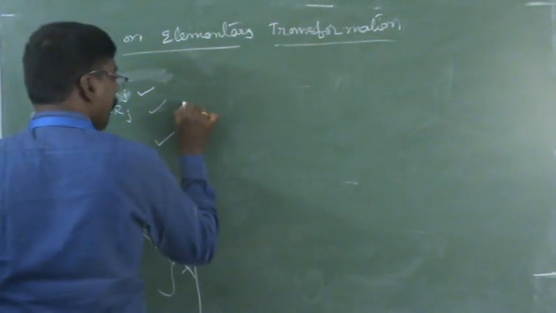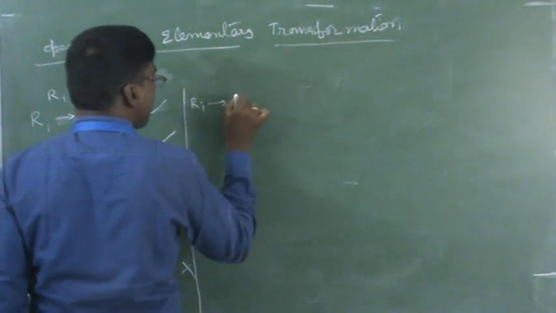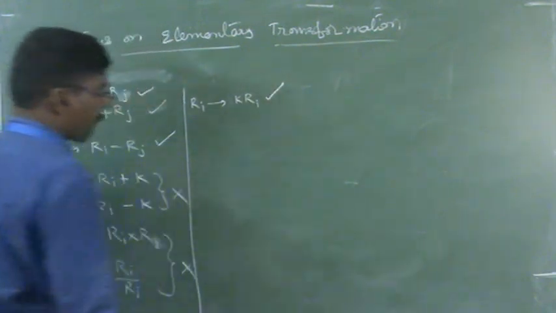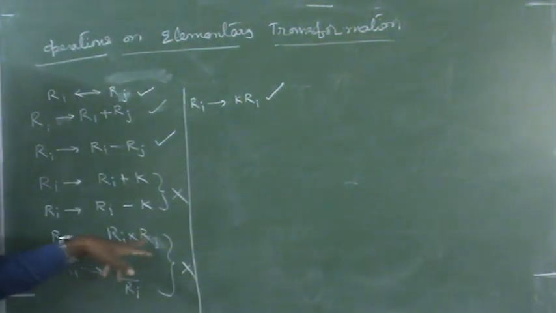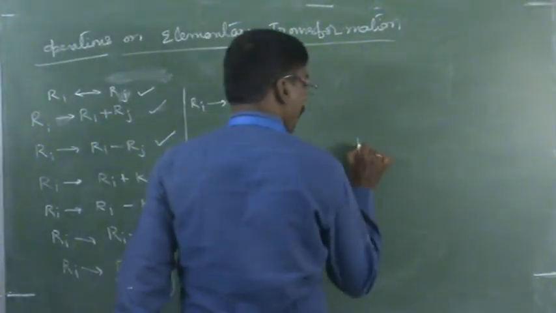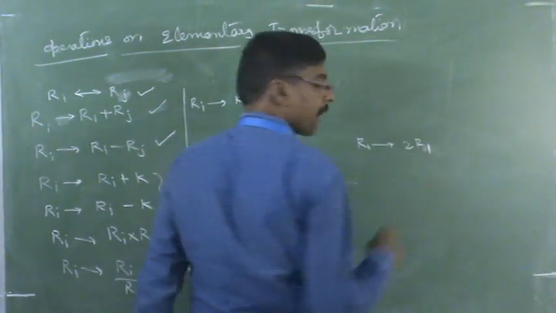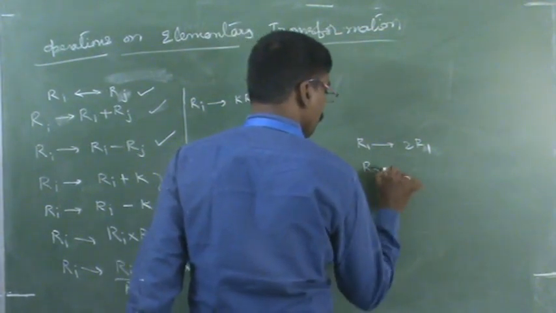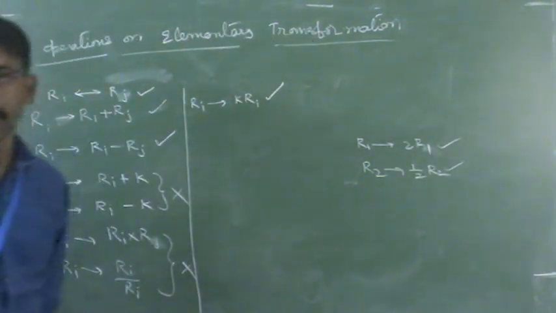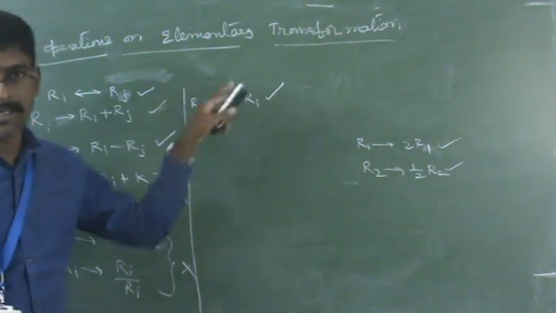Then Ri tends to some constant into Ri, existence. Very important, see here. Two rows multiplication is not existence. But some constant into multiplication, that is nothing but R1 tends to 2 into R1. Then R2 tends to 1 by 2 into R2. These are all existence in the case of elementary transformation concept. Ri tends to k into Ri, existence.